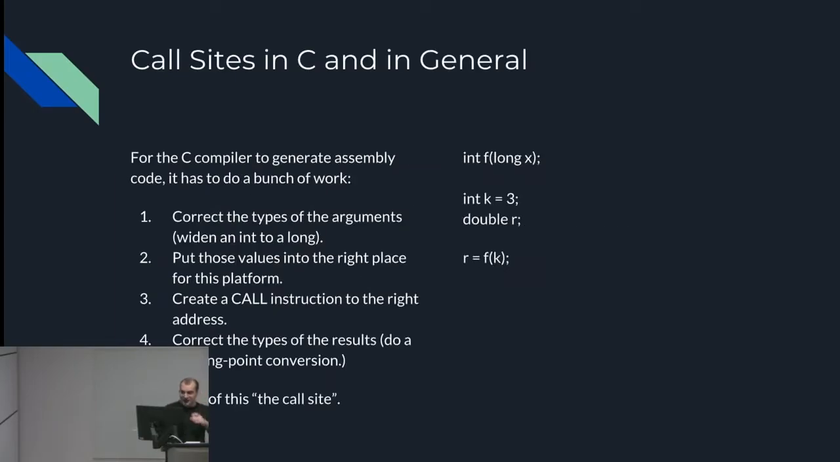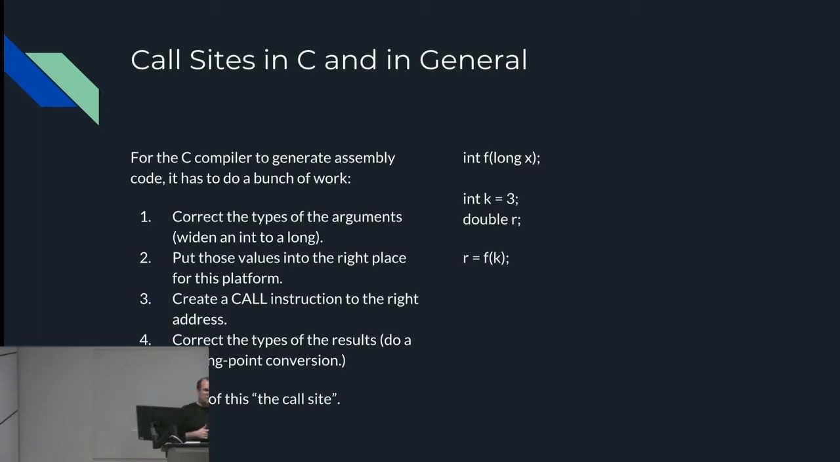So let's say we're in C, and I have a function f that takes a long and returns an int, and somewhere else I call that function in a context where I'm passing in an int, and I'm expecting the result to be a double. When the C compiler generates the assembly code for that, it's going to have to correct the types of the arguments. In this case, it's going to have to do a widening operation, take that int and turn it into a long. It's going to have to put that value somewhere where the function being called is going to be able to access it in memory, and actually call the function.